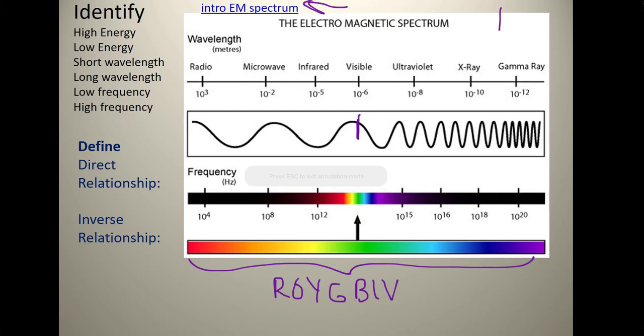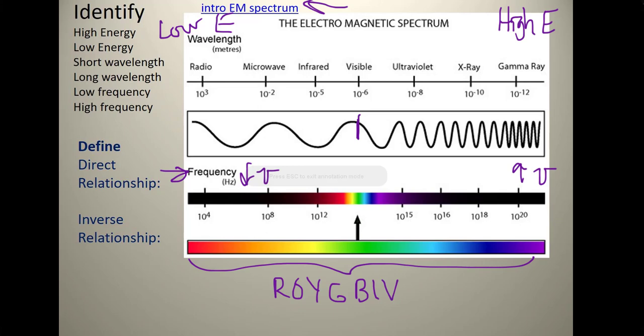I have a high amount of energy over here, and I have a low amount of energy over here. And that kind of makes sense. So gamma rays can kill me. They have a high amount of energy, where radio waves won't kill me. Thank goodness. So we can look at also frequency here. So frequency is listed right here. And so notice over here that I have a high frequency, and on the other side I have a low frequency. And let's look at wavelength.